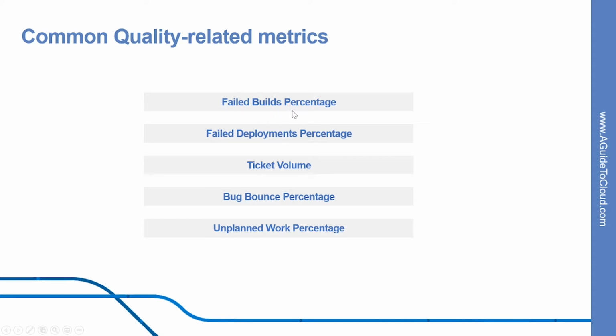Failed build percentage gives you overall what percentage of builds are failing. Failed deployment percentage gives you overall what percentage of deployments are failing. Ticket volume defines the overall volume of customer or bug tickets. Bug bounce percentage indicates what percentage of customer or bug tickets are being reopened. And unplanned work percentage indicates what percentage of overall work being performed is unplanned.